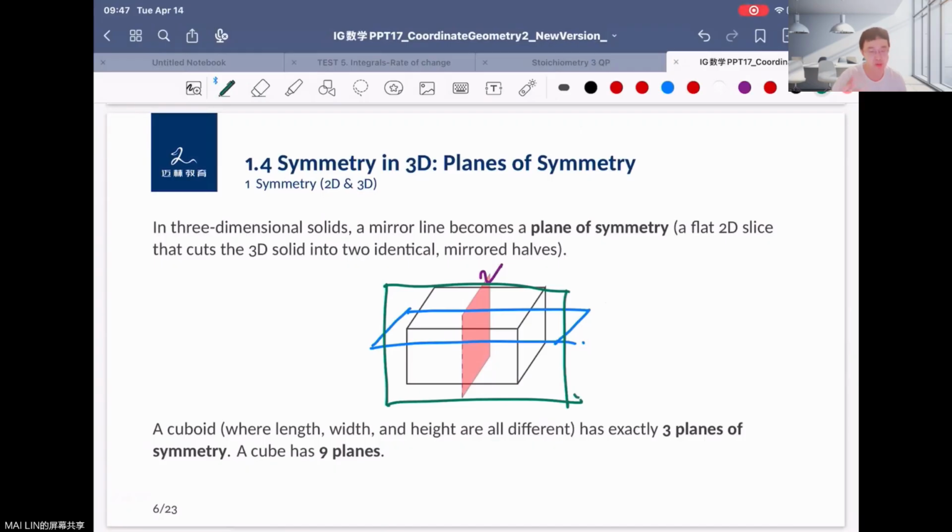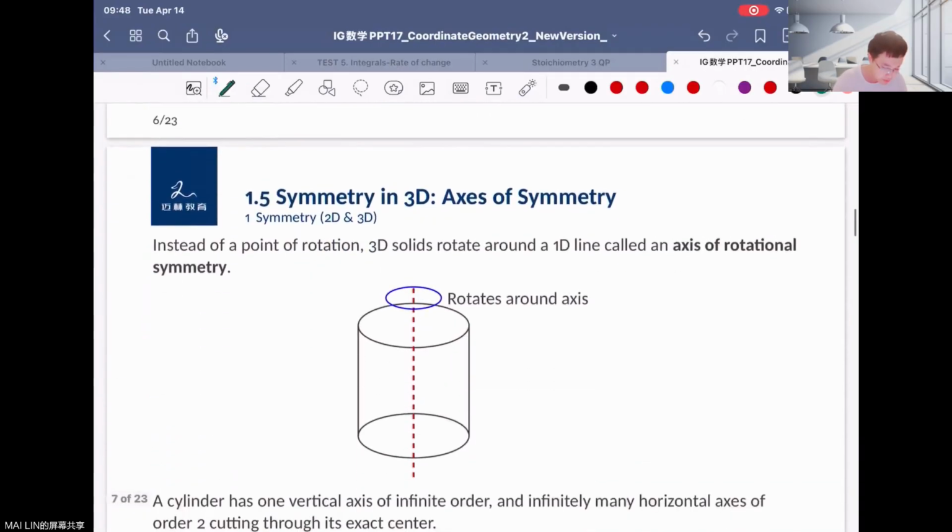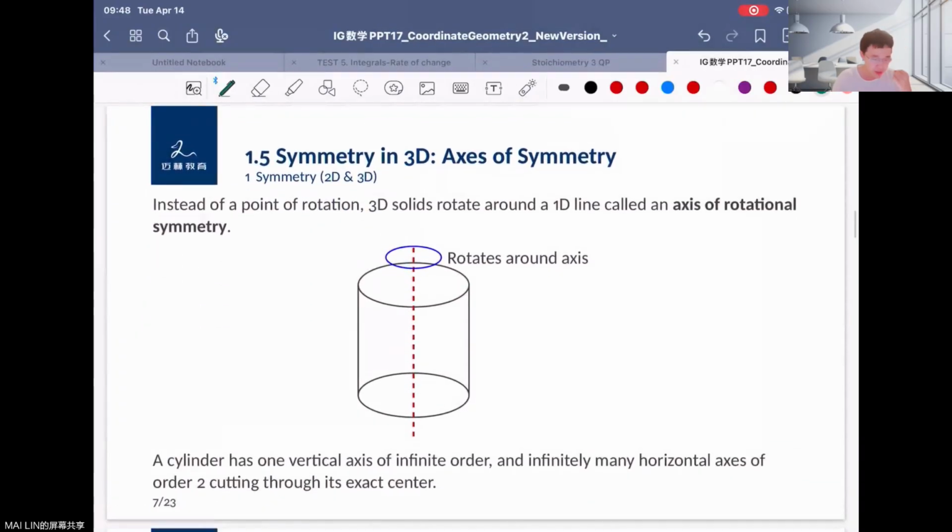And for a cube, because it is a very symmetrical graph, we can say it has nine planes. But you don't need to understand why a cube has nine planes. You don't need to understand this.